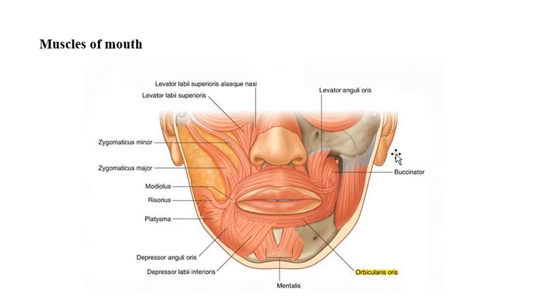Now, what are the muscles of the mouth? First is the buccinator muscle, levator anguli oris. Here you can see levator labii superioris muscle. This is zygomaticus minor. This is zygomaticus major. This is the risorius muscle. This is platysma, depressor anguli oris, depressor labii inferioris, and this is mentalis muscle. This is orbicularis oris muscle.